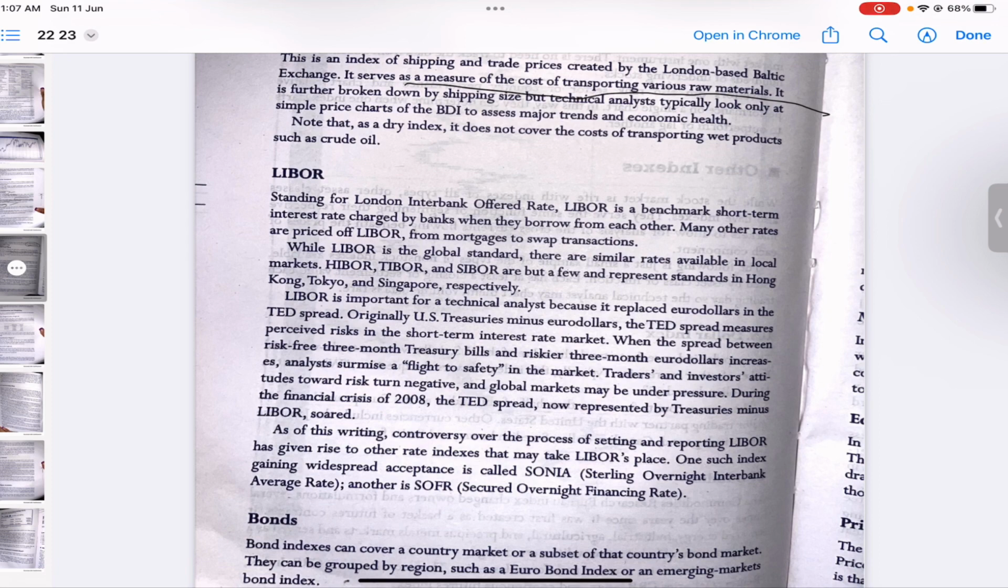LIBOR is a global standard, but there are similar rates available, for example HIBOR, TIBOR, SIBOR. They are of the other countries. LIBOR is also very important because it helps you check the interest rates at which banks are borrowing from one another. It also helps you to mitigate and manage your risk.